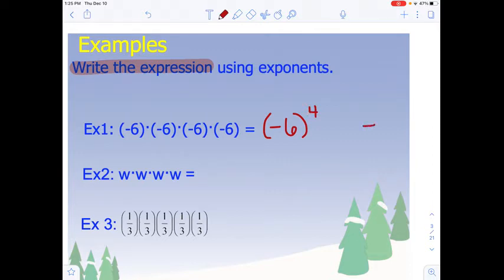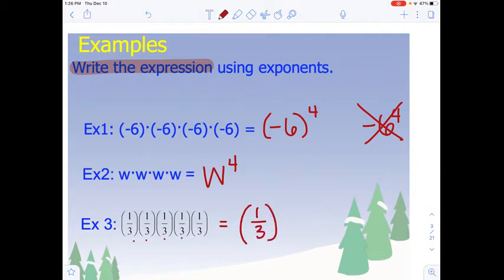If you forget the parentheses and just do -6 to the fourth power, what would happen here is you would do just 6 to the fourth power and then add on a negative, which would change your answer. So remember to do parentheses when the number is inside parentheses. Okay, then this one is W times W times W times W. So that would be W to the fourth power because there's 4 W's. The third example would be 1/3. Again, I'm keeping the parentheses there, to the fifth power because there's 5 1/3.